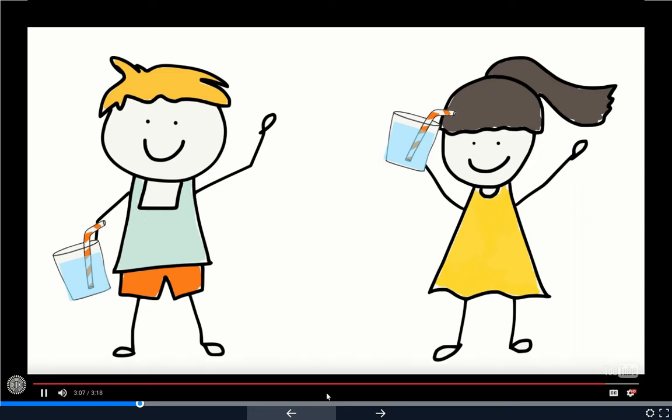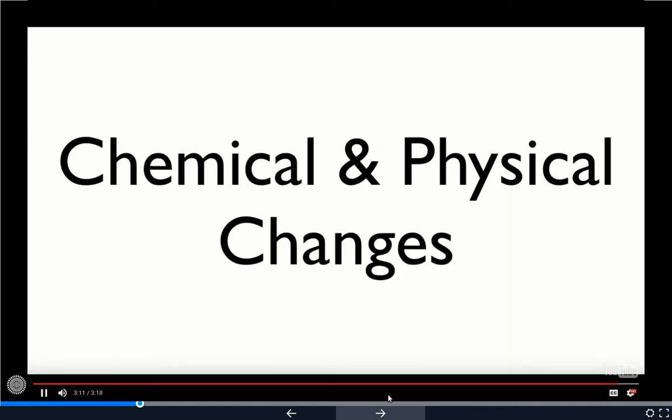But lucky for Mark, a physical change can be undone, and his glass of water is almost back to a liquid.